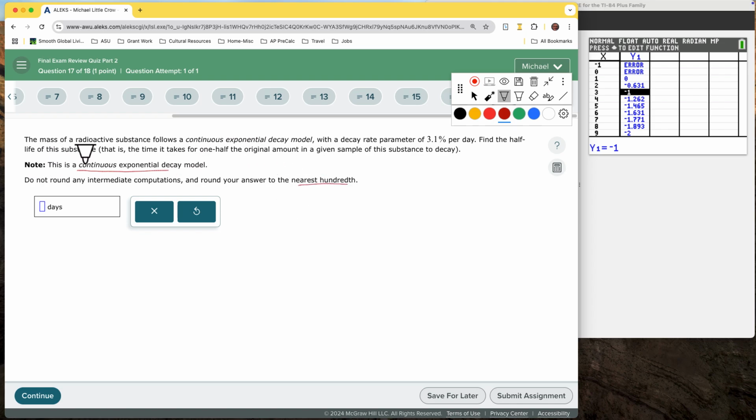So the mass of radioactive substance follows a continuous exponential decay model. What you just want to remember from this: what is continuous exponential? Either decay or increase, doesn't really matter. Continuous exponential is always PERT, like the shampoo. Like I said, it was a big advertising thing, PERT. And what is Pe^rt? Even if you don't know what the shampoo is, they had a lot of advertising. Everyone knew what PERT was when I was a kid.